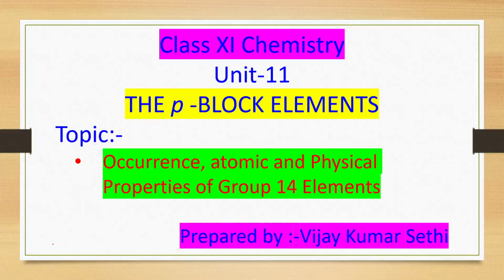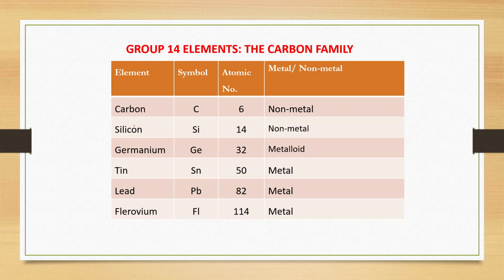Class 11th Chemistry, we were discussing Unit 11, the p-block elements, and in this video we will discuss occurrence, atomic and physical properties of group 14 elements. Group 14 elements, the carbon family. These are the elements present in this family: carbon, silicon, germanium, tin, lead and flerovium. Symbols are C, Si, Ge, Sn, Pb, Fl. Atomic number: carbon 6, silicon 14, germanium 32, tin 50, lead 82, flerovium 114.